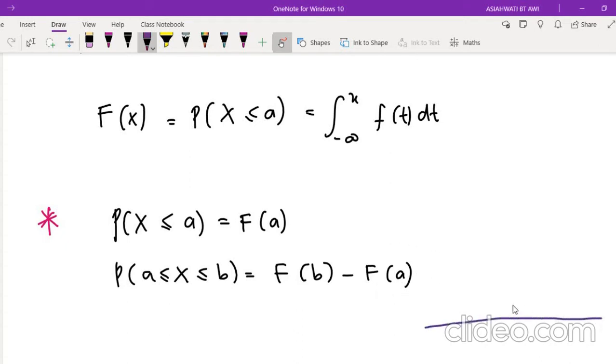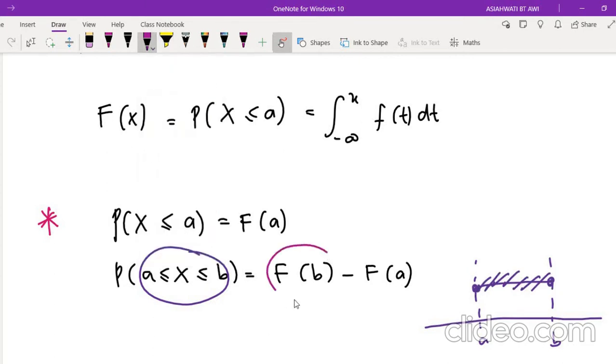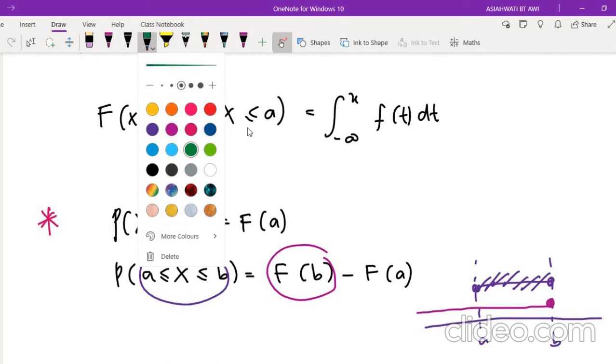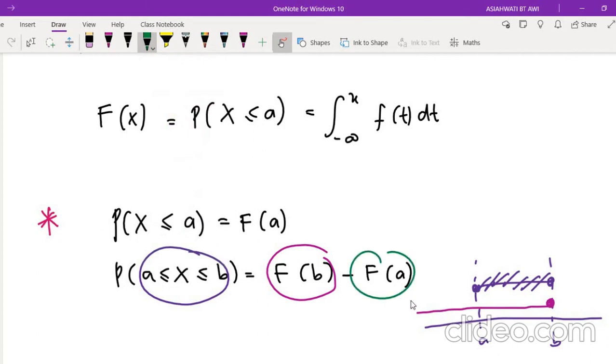Let's say number 9. We want the region A to B, the probability that X lies between A and B. This region, A to B. So for the cumulative, F of B from negative infinity up to B, minus F of A from negative infinity up to A. So the pink region minus the green region. So we want this region. Okay.